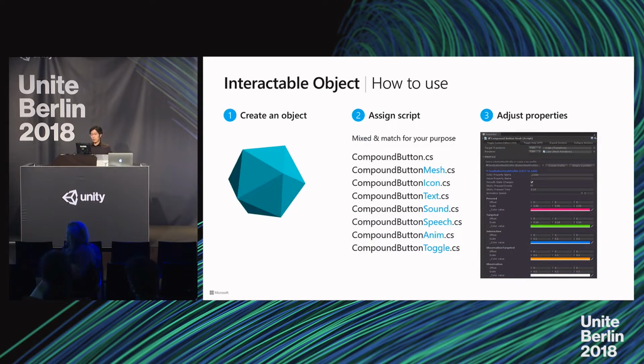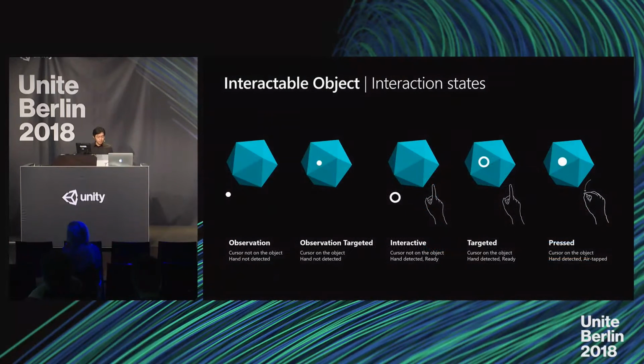Using it is quite simple. On any object, you can just assign this compound button script depending on your purpose. You can mix and match and adjust the properties. And these are the interaction states available in Windows Mixed Reality.